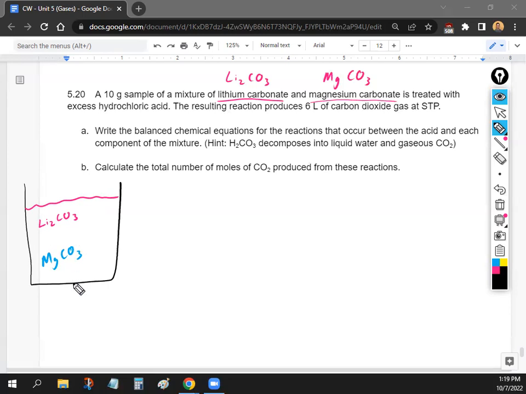Okay, so you have these two ionic compounds inside the mixture, right? And then it says that they're treated with excess HCl, okay? So inside of this mixture, we're going to add some hydrochloric acid. Now, the $1 million question: is hydrochloric acid going to react with these guys? Yes, it's going to react. So there's going to be two reactions that take place. The first reaction is between lithium carbonate and hydrochloric acid. And then the second reaction is between magnesium carbonate and hydrochloric acid. So that's going to be the setup for our two balanced equations.